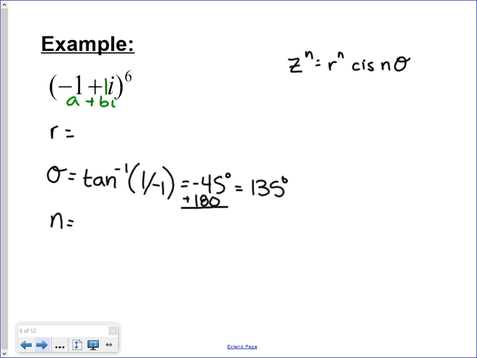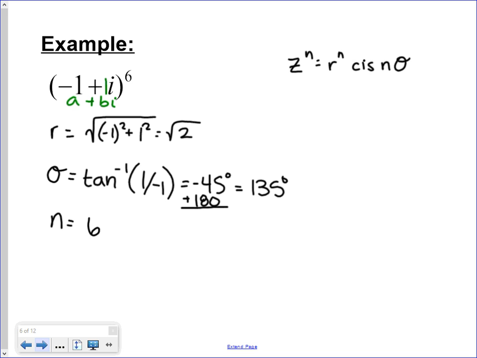All right, how will we find the modulus? Think about your warm-up. The square root of a squared plus b squared. So we're going to do the square root of negative 1 squared plus 1 squared. That's the square root of 2. n, what's n? 6. It's whatever you're raising the complex number to. Okay, so it's like your exponent. So now that we have all three of those things, we're ready to plug into our formula.